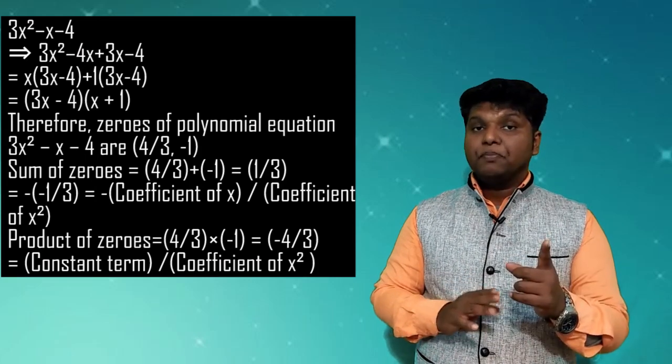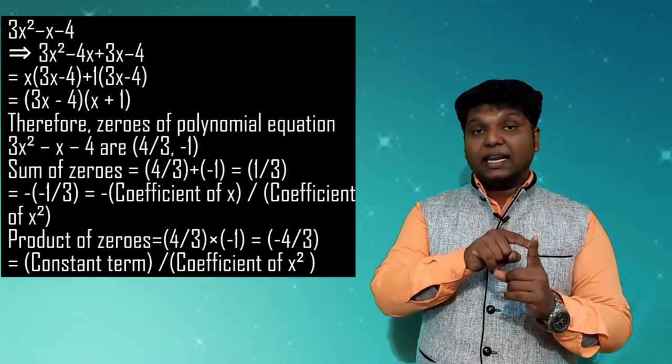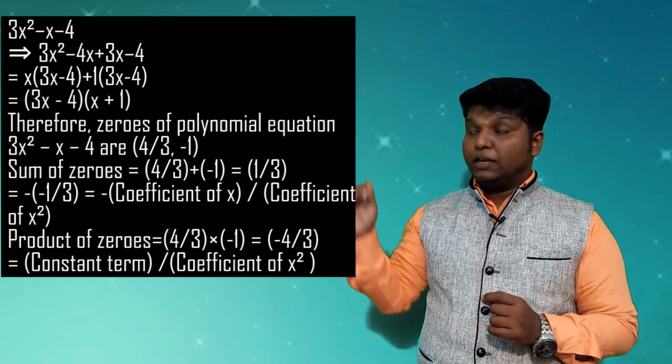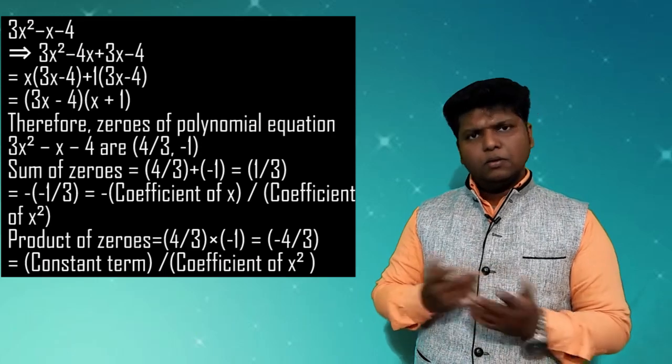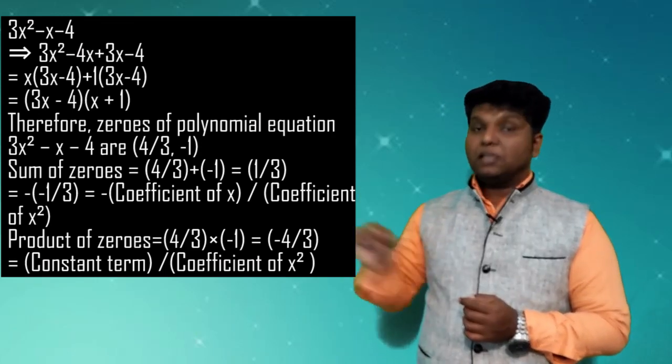Check out the center term. It is negative. That's why this negative you have to give to the bigger number. So in 4x and 3x, which is the bigger number? Obviously 4x is the bigger number. So we will give minus 4x and plus 3x.